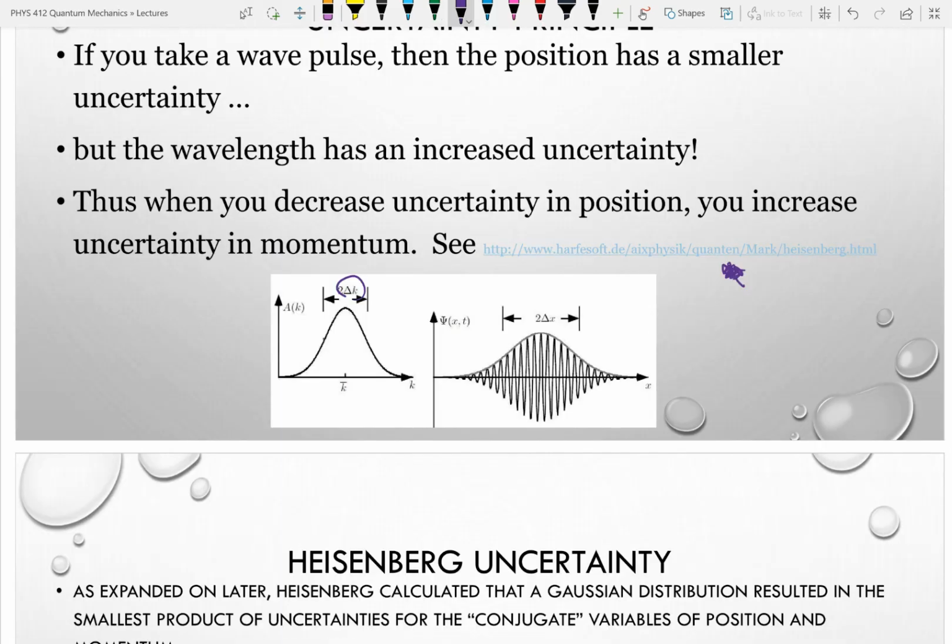And so then if we take a distribution in wave number space, convert it to a distribution in position space, we have the uncertainties in both of them. If you have a very, very narrow wave packet so that you know pretty precisely what the position is, then it turns out that the wave packet for wave numbers is very broad. And so you have no idea what the momentum is.